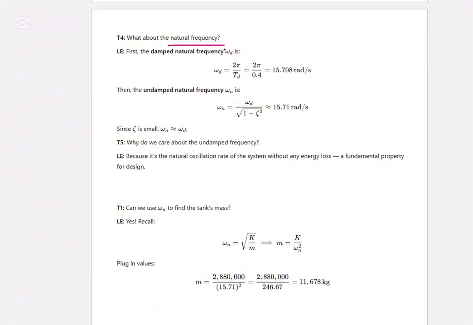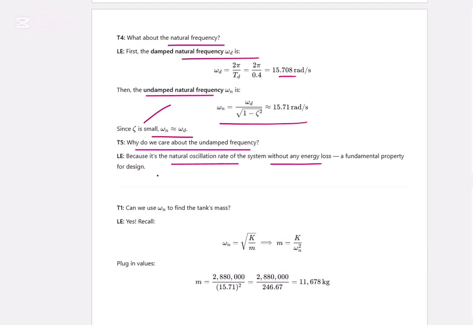So what is the natural frequency? The damped natural frequency we can get from the undamped natural frequency, using this relation. These two are almost equal because the damping ratio is small. Why do we care about the undamped frequency? Because that's the natural oscillation of the system without any energy loss. It's a fundamental property of the design.